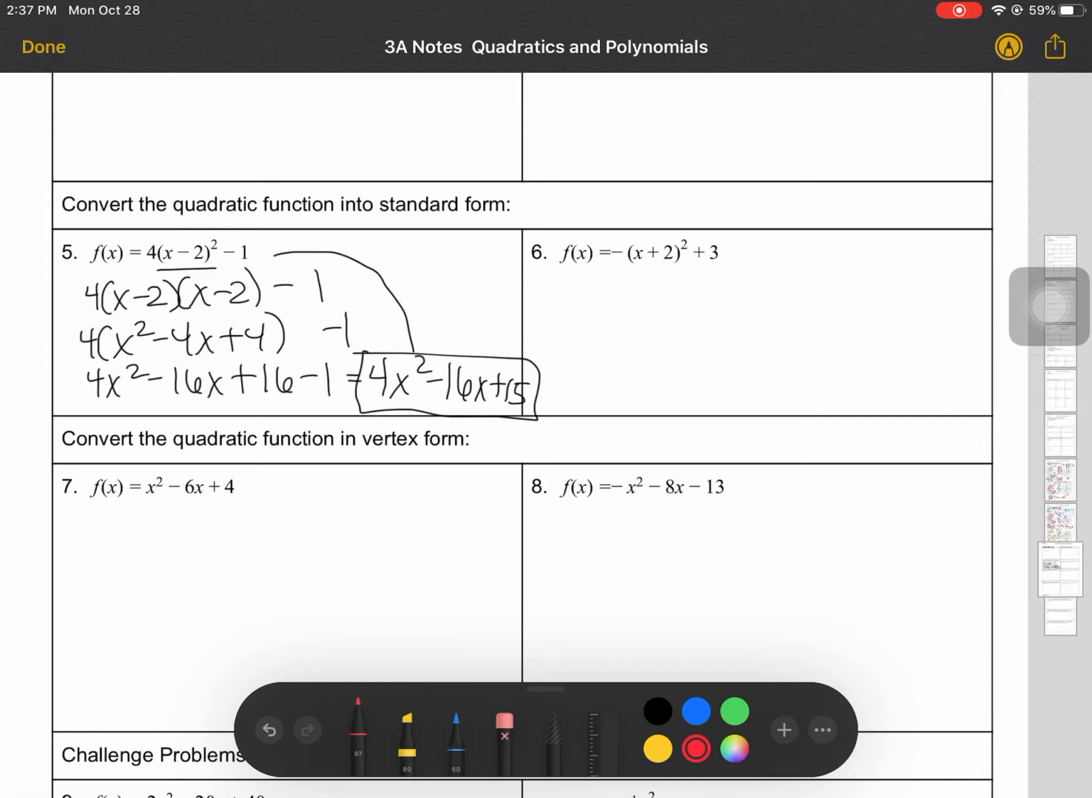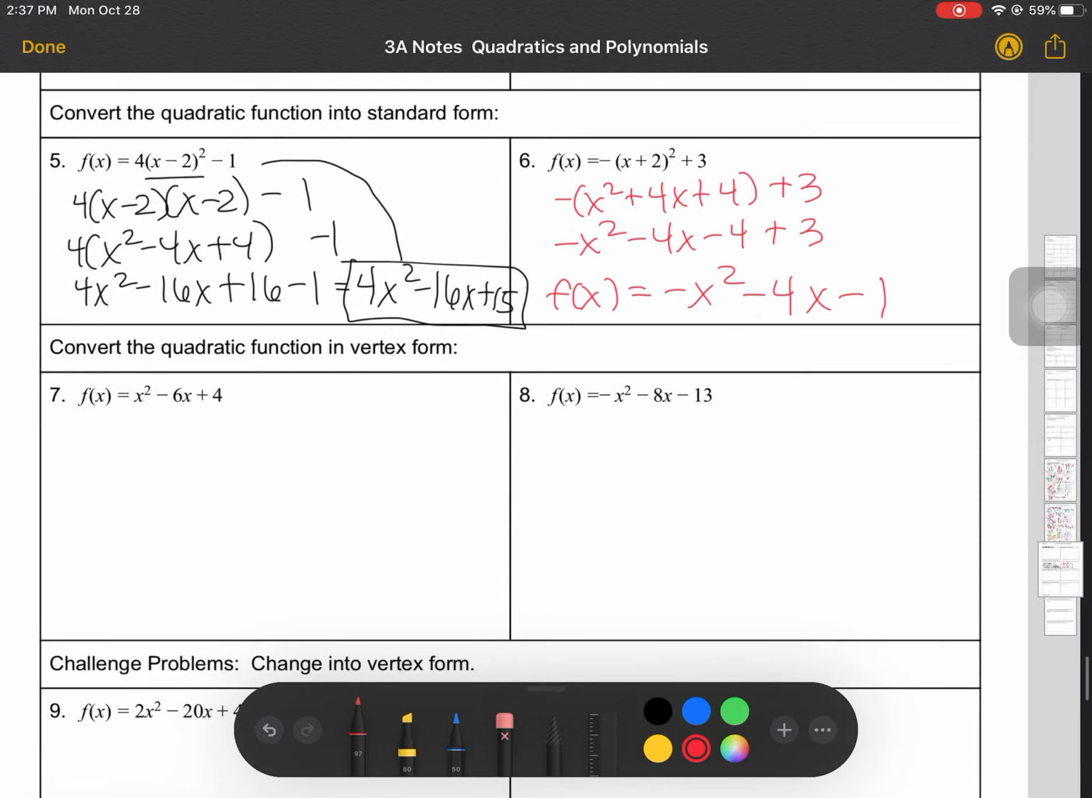Go ahead and do the second one, and then check it with my work when you're done. Pause the video if you need more time. Okay, this would be my standard form equation of that function. Again, some people just prefer to graph it from one way or the other, and this lets you do that.